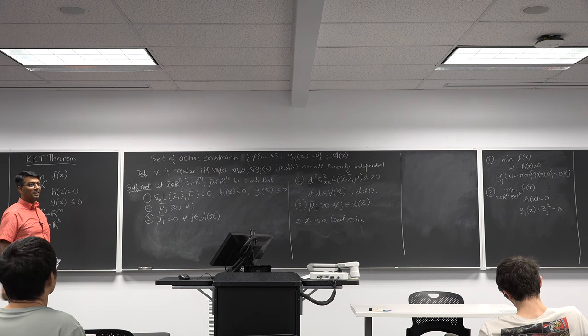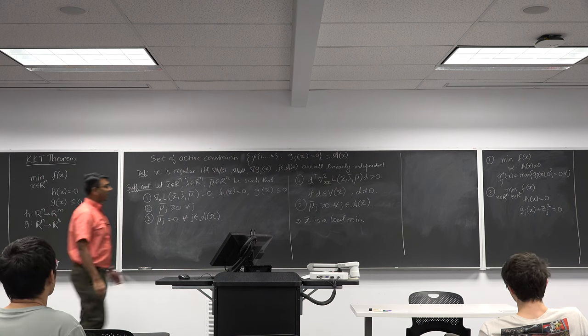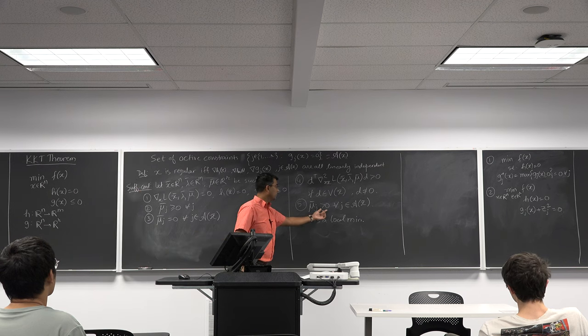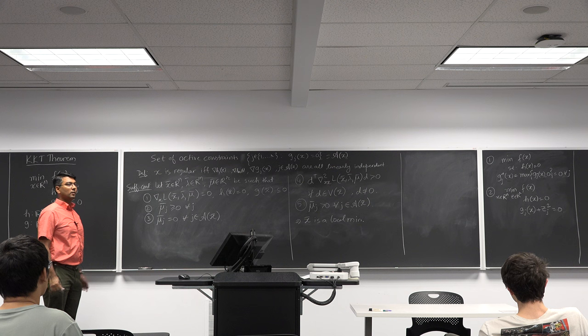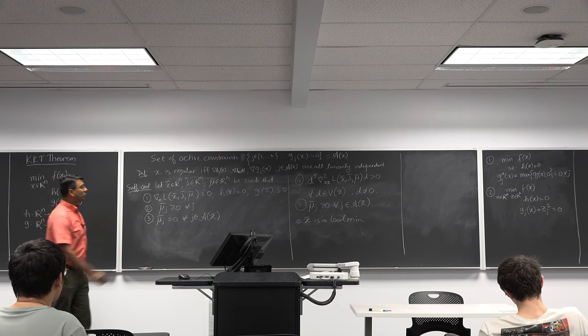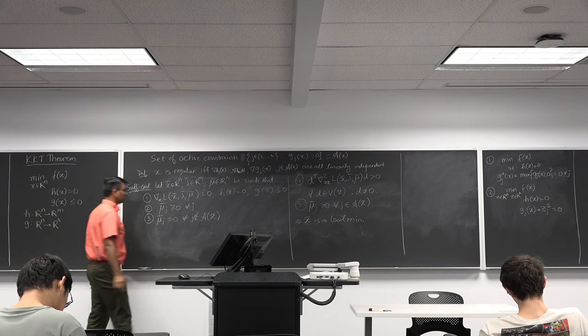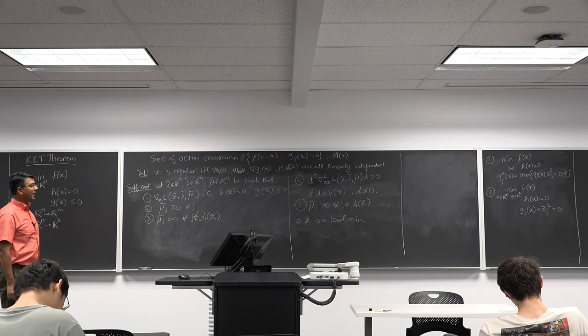Five is a new condition here. So for all active constraints, the corresponding Lagrange multiplier must be strictly positive. But can 3 and 5 both be? Sorry, this is not equal to, not in all inactive constraints. Yeah, thank you.